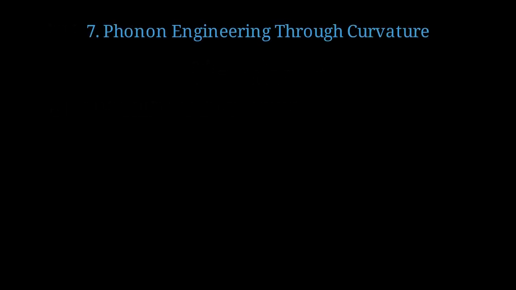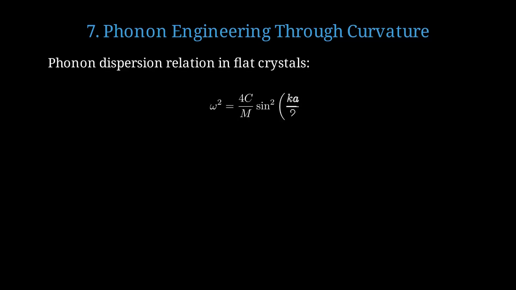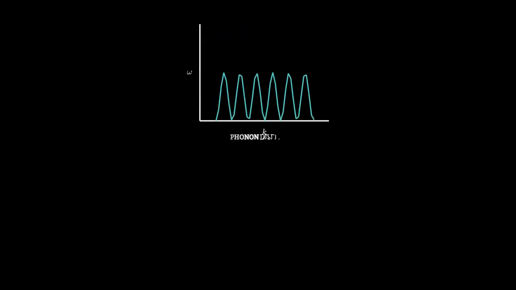Curvature also fundamentally alters lattice vibrations and thermal properties. In flat crystals, phonons follow well-defined dispersion relations. The frequency squared equals 4 times the spring constant c divided by mass m times sine squared of Ka over 2. This creates the characteristic phonon dispersion curve, showing how frequency depends on wave vector.